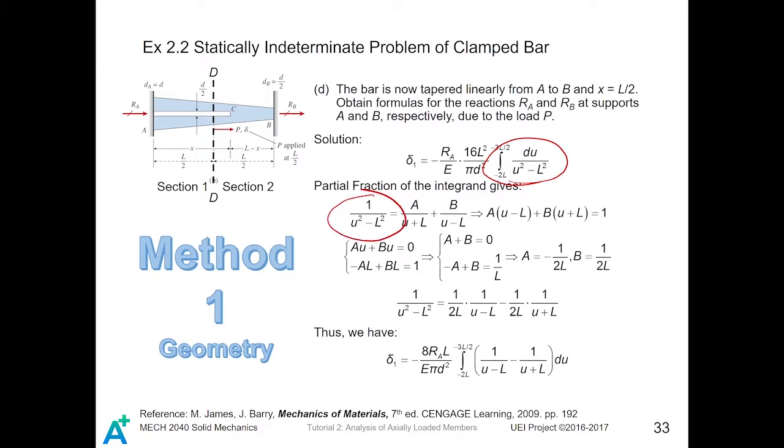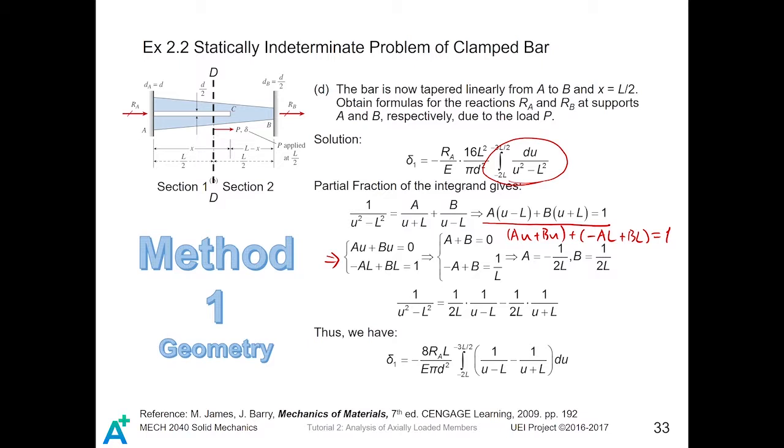Since it is the difference of squares, we can write it in this way. That is, we factorize the denominator, then write them into the partial fraction form. Eventually, by this form, we can write a times (u minus L) plus b times (u plus L) equals 1. How can we get this system? To get the system, we first consider this equation. We expand it to be au plus bu plus minus aL plus bL equals 1.